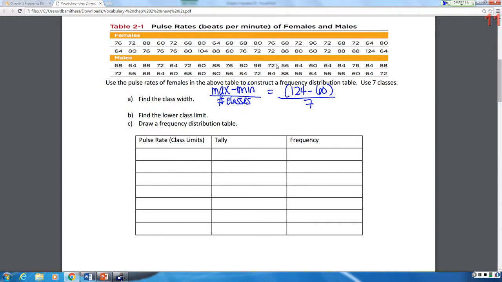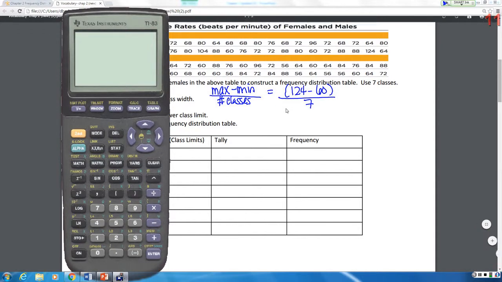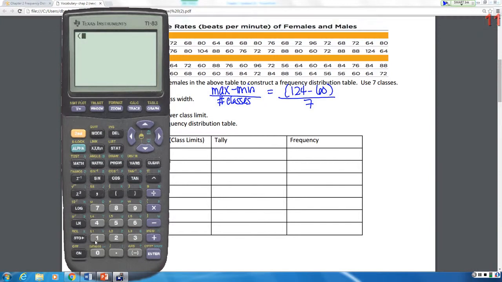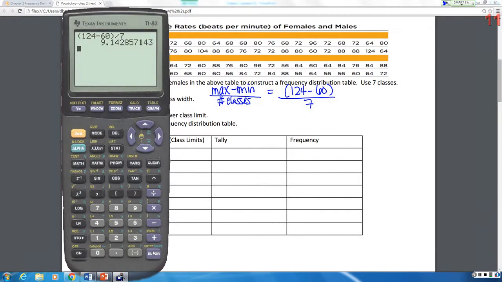Now notice, I put my numerator in parentheses. I did that because when I come to my calculator, that's how I want to enter that. I want to use parentheses around my numerator. I'm going to say parentheses, 124 minus 60, close the numerator up, right? Then divide by what? 7. Press enter. So, I have approximately 9.14, blah, blah, blah. However, I know that my real answer is what? 10.